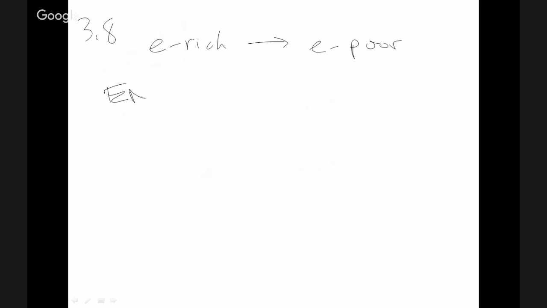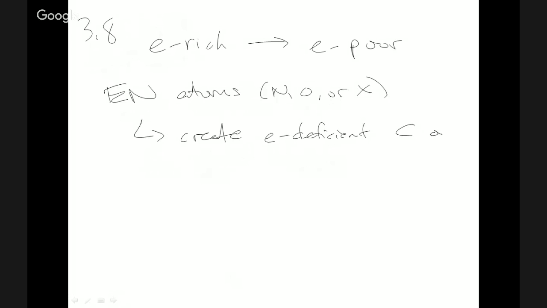Electronegative atoms, N or O or X, sulfur is included in that. What do they do? They create a dipole, create an electron-deficient carbon or hydrogen. Okay, HX is a great acid. HCl is a great acid. Okay, C-Cl bonds are good dipoles. So what do we mean by that? Let's look at an example.